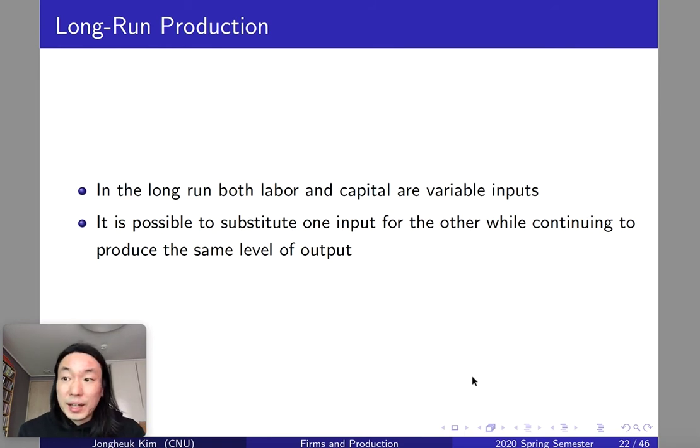So this means that the producer can determine how much of each input is used relative to the other input. They can control the ratio of those two inputs to produce a certain amount of output. At this level, intermediate microeconomics, we assume that we can control the ratio of those two inputs freely at the beginning of the production level. Okay.